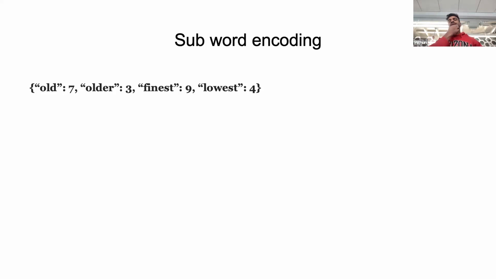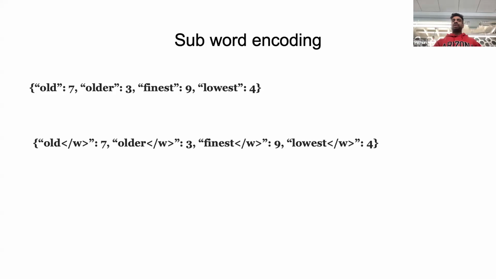So this was this whole idea known as subword encoding, right? If you remember, we saw this already, which is "old" occurs 7 times, "older" occurs 3 times. And this is like a typical one-hot vector. We are trying to identify how many times a given word occurs in a sentence. But the subword encoding takes it to a different level.